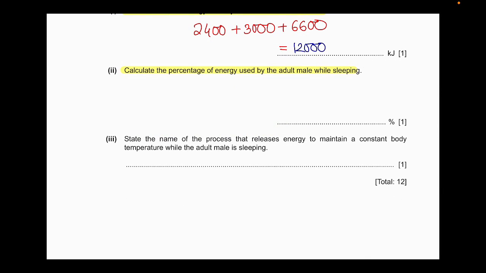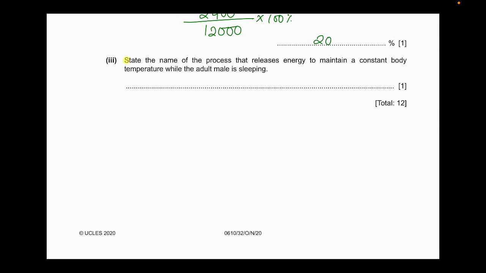Now calculate the percentage of energy used by the adult male while sleeping. So when the adult male was sleeping, he definitely used 2400, and the total daily usage of the energy was 12,000, times 100%. So that comes out to be 20%. State the name of the process that releases energy to maintain a constant body temperature while the adult male is sleeping. Aerobic respiration releases energy.